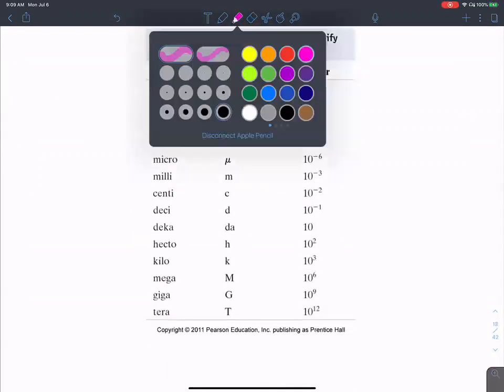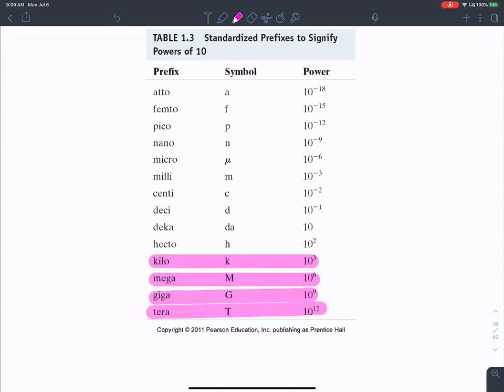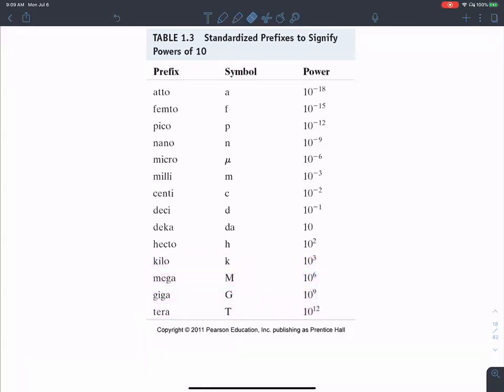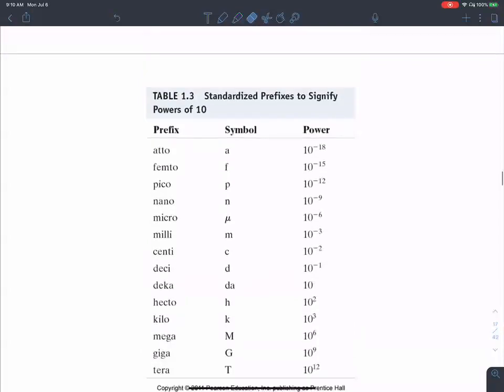And on the higher side, on the positive power, we use kilo to mean 10 to the 3, mega meaning 10 to the 6, and giga meaning 10 to the 9, and tera meaning 10 to the 12. So these are all factors of 10 that we want to remember, and we find them handy and useful over and over multiple times. So that's the standardized powers of 10.